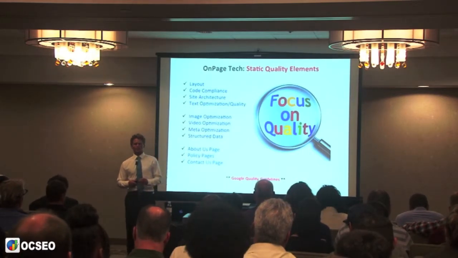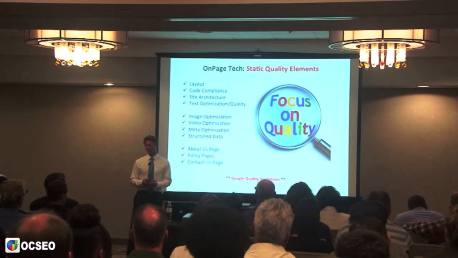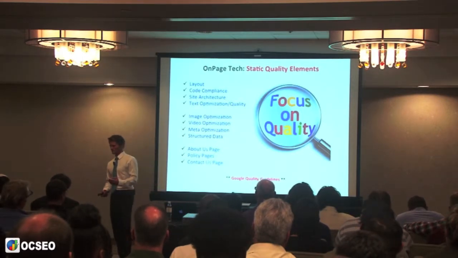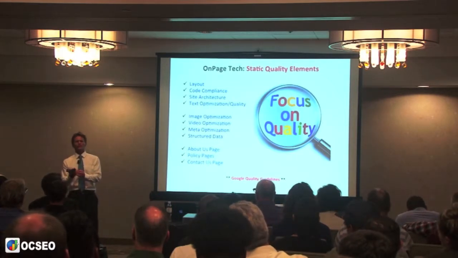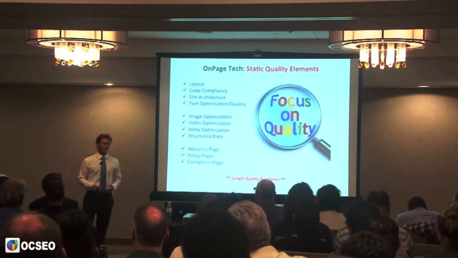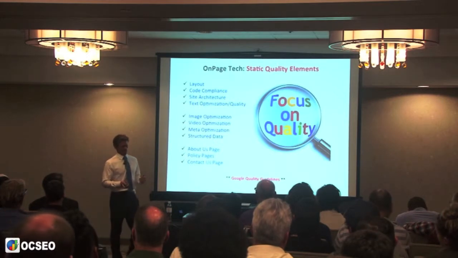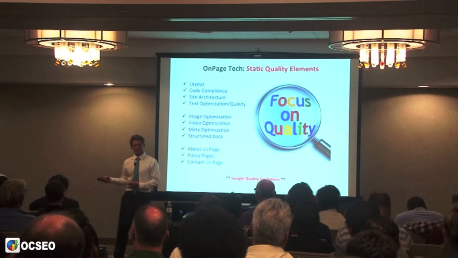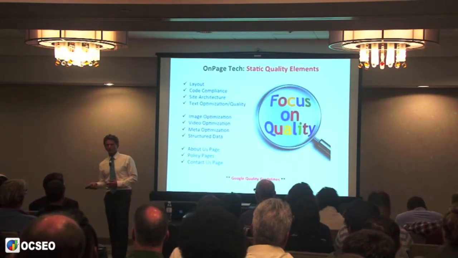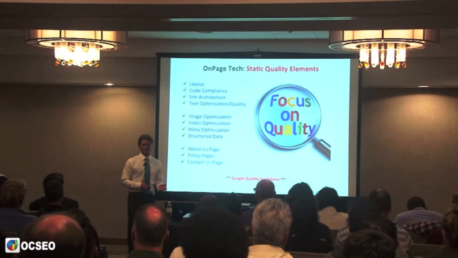So there's things like the layout. Where is the content positioned on the page? Do you push the content below the fold, or do you provide information right at the top? Code compliance and standards. Is your coding up to the current standards, or is it a website that's built in 2002? So Google actually looks at these types of things.